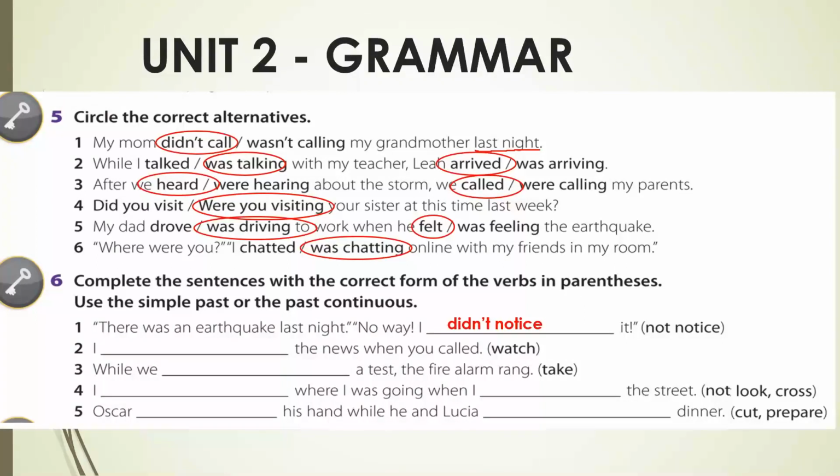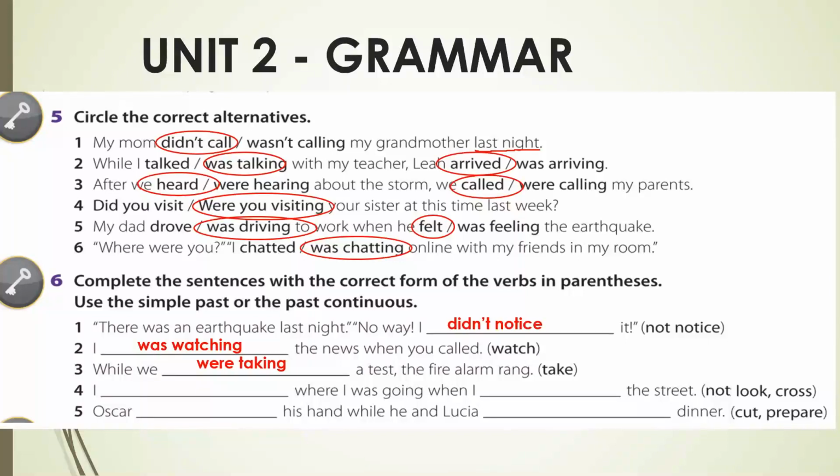Okay, number 2, the news when you called. So when you called, the moment you called, some action was happening in that moment. So past continuous. I was watching the news. Very good. Number 3, while we a test, the fire alarm rang. While something was happening during this time. So while we were taking a test, the fire alarm rang.